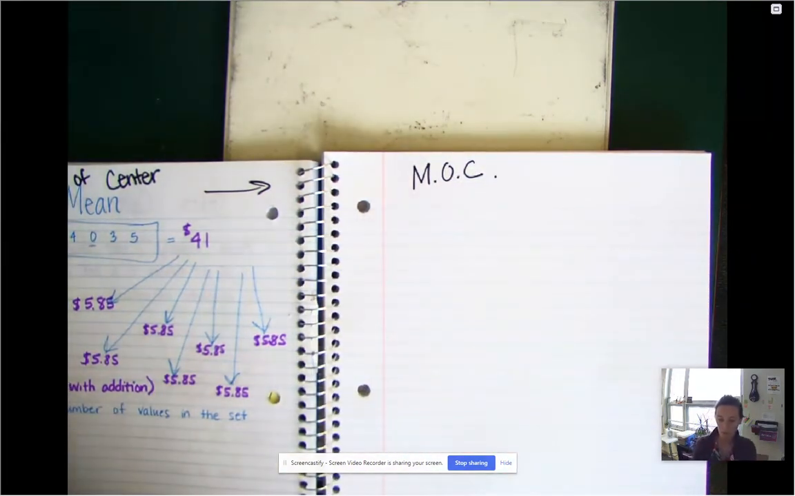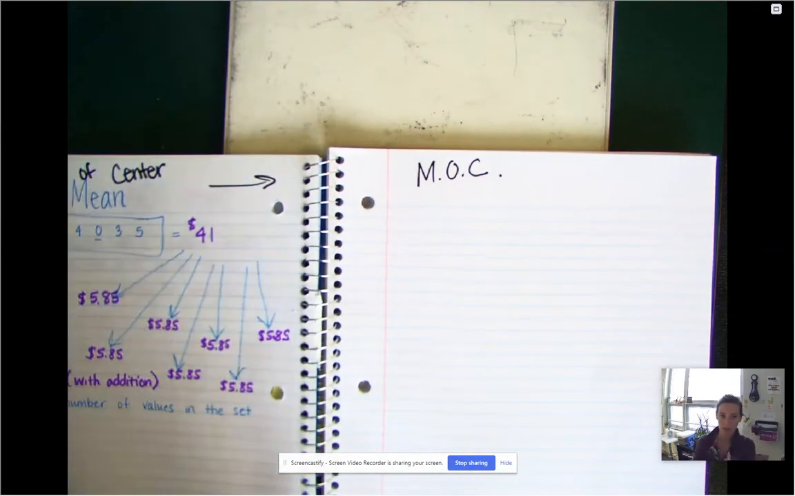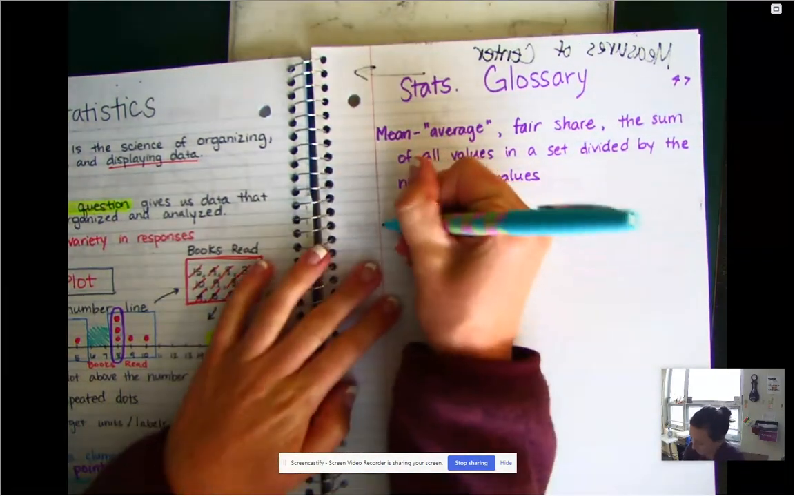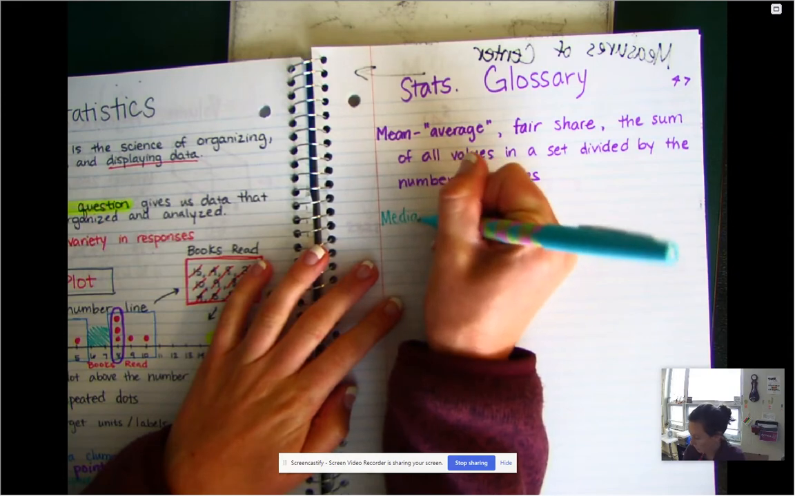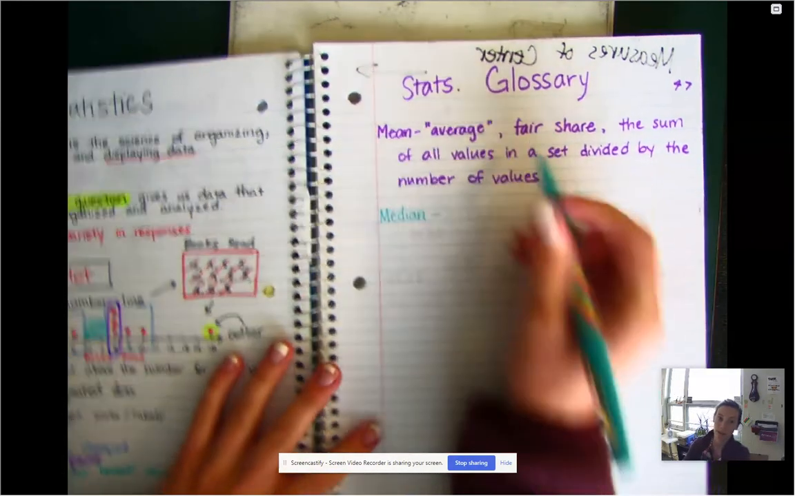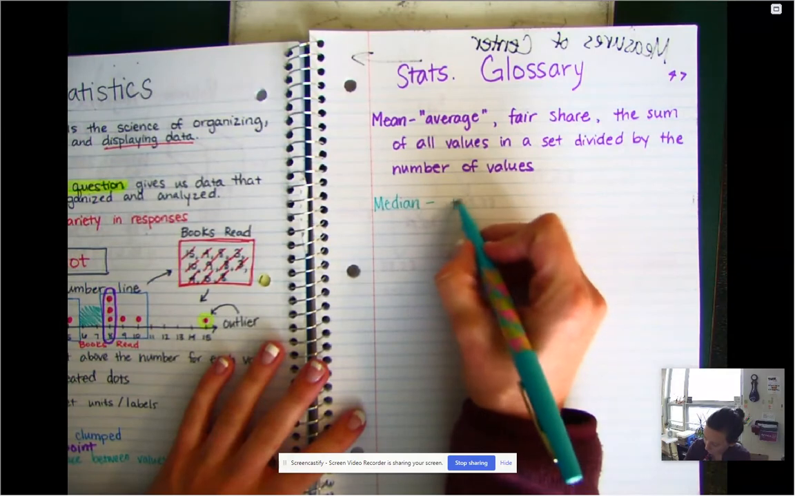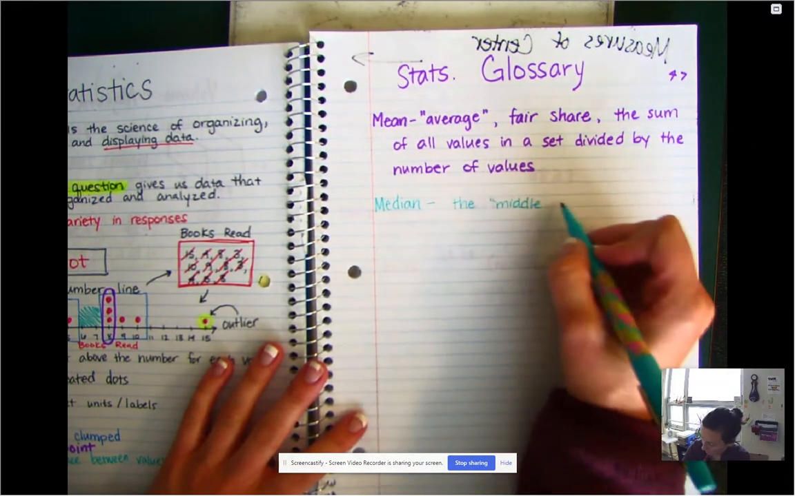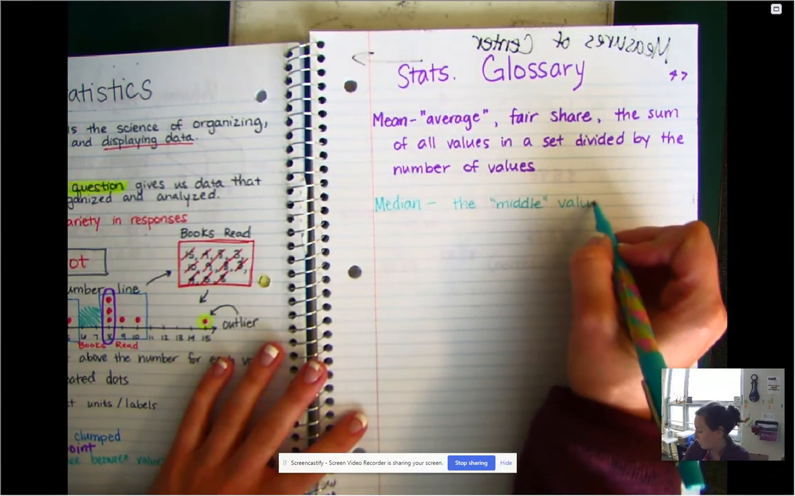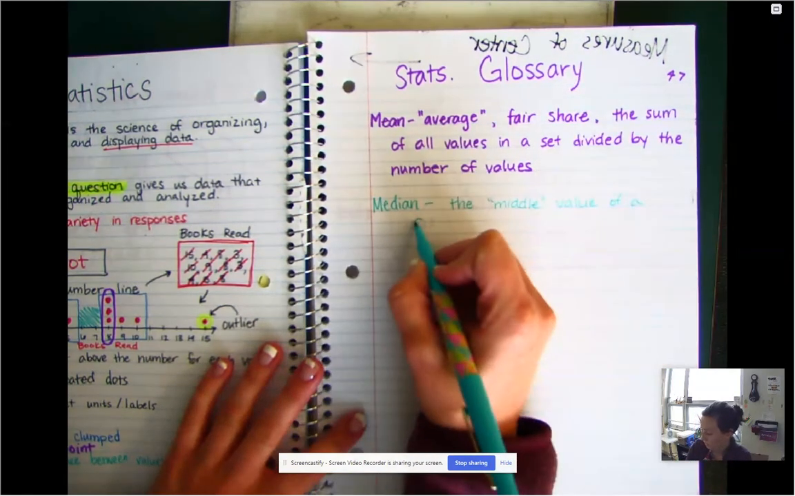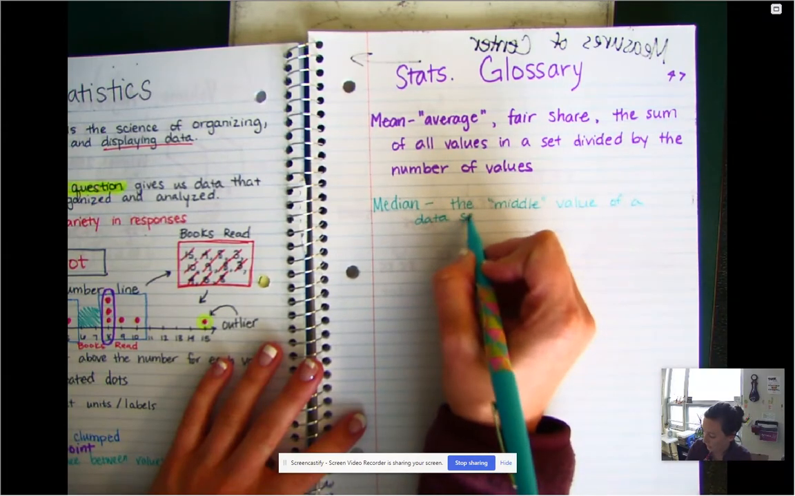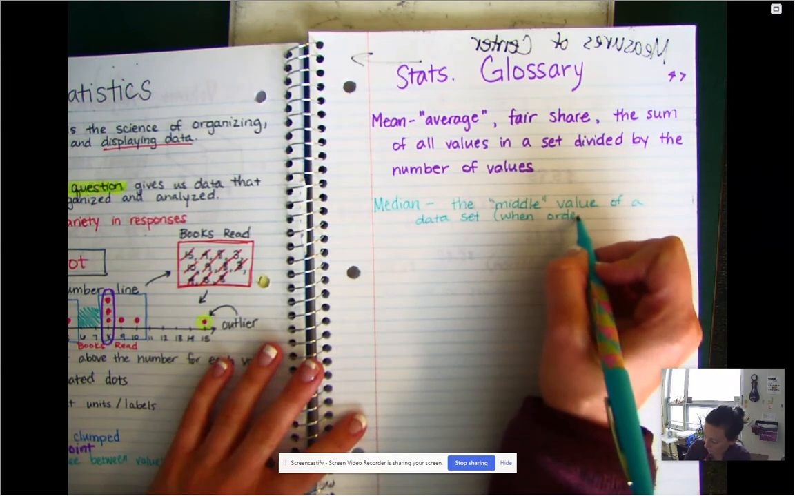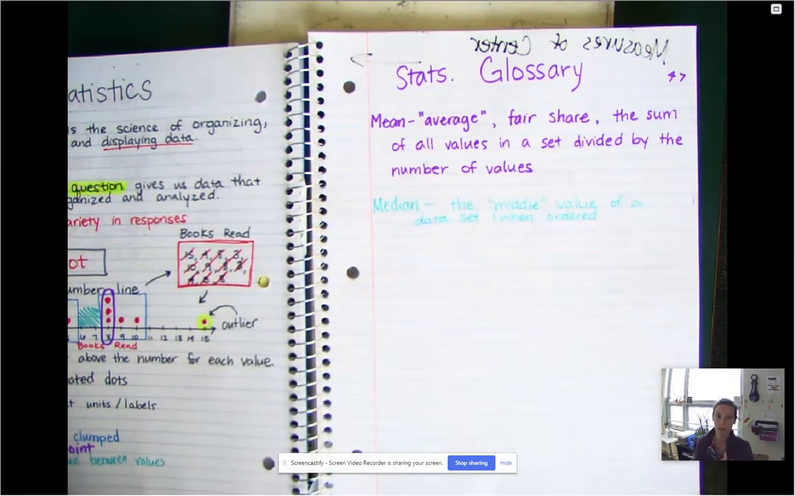And we're adding two new words to our glossary today. First one is median. We talked earlier today about the middle of the road. So the median is the middle value of a data set when it's ordered from least to greatest. So we want the middle from biggest to smallest.